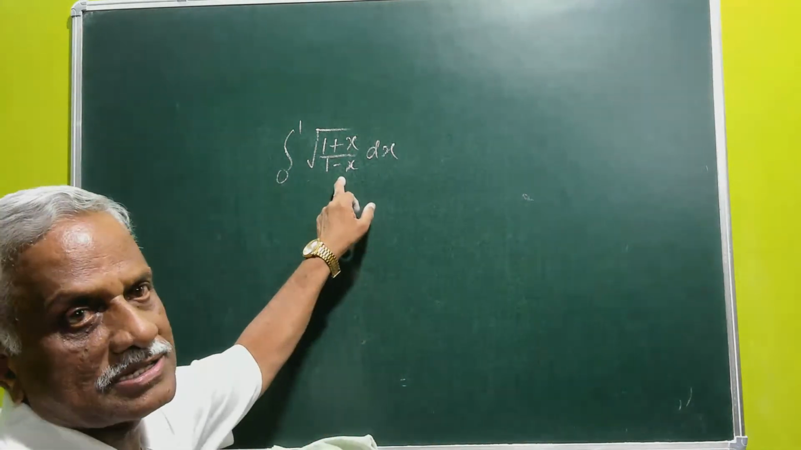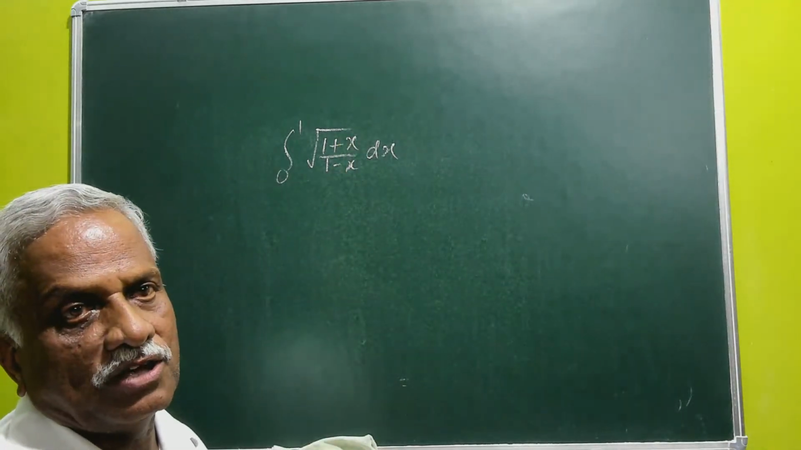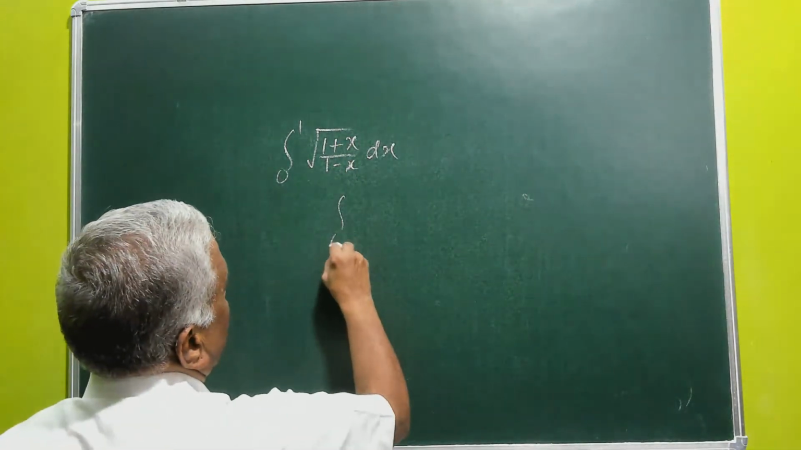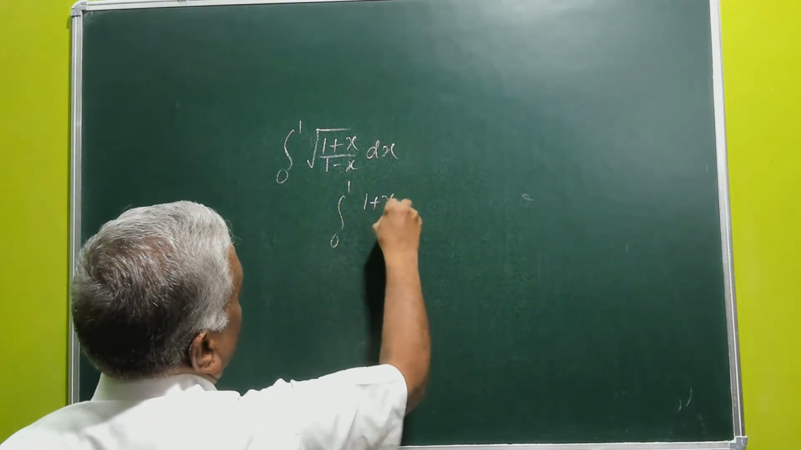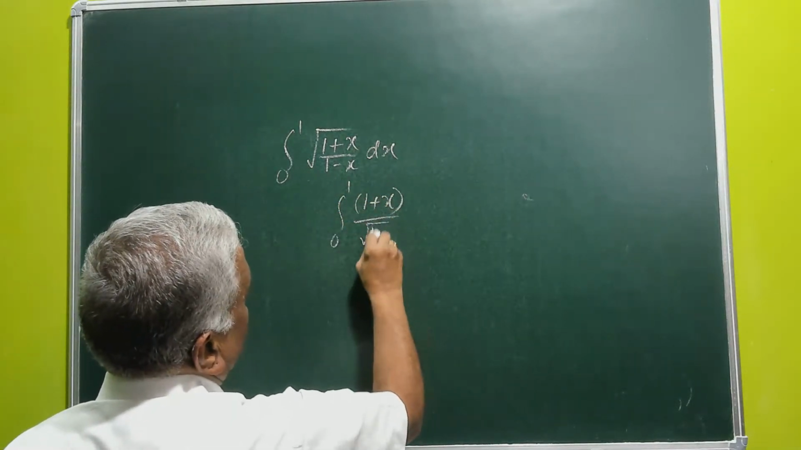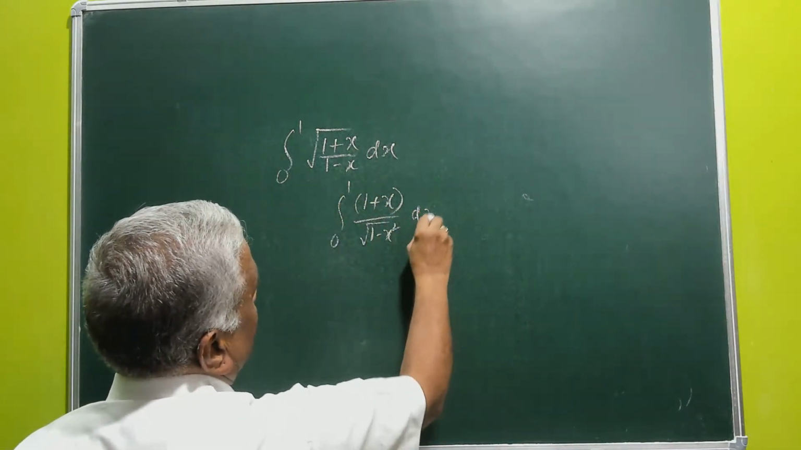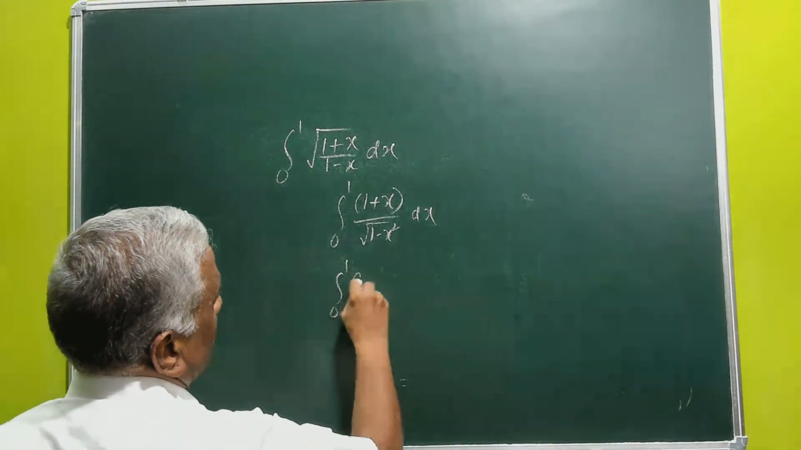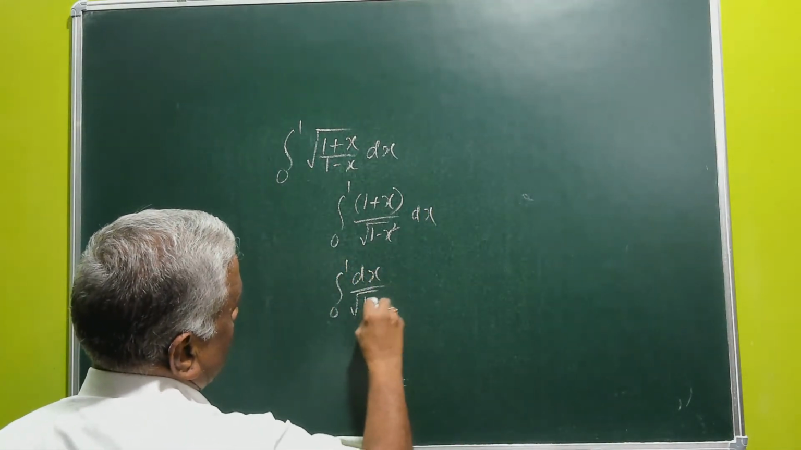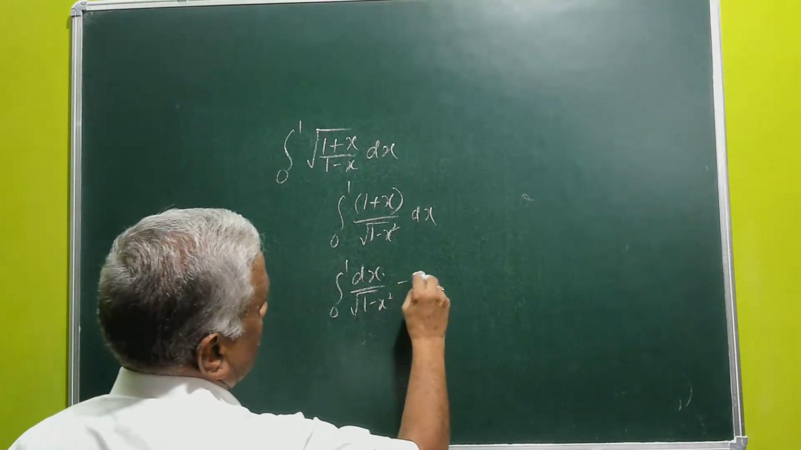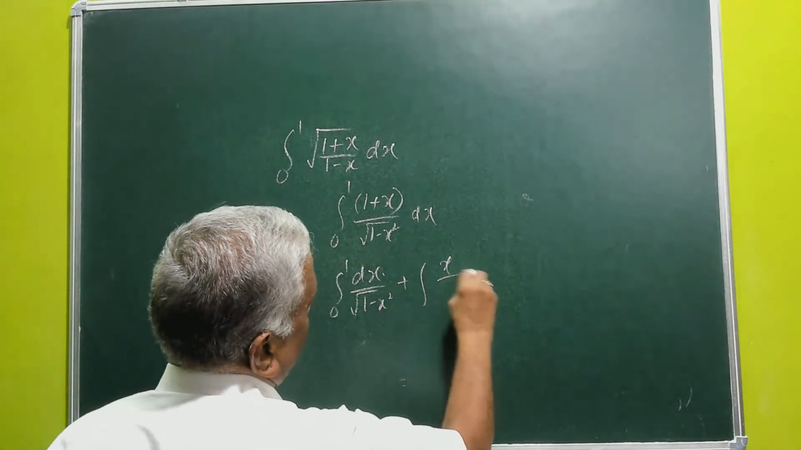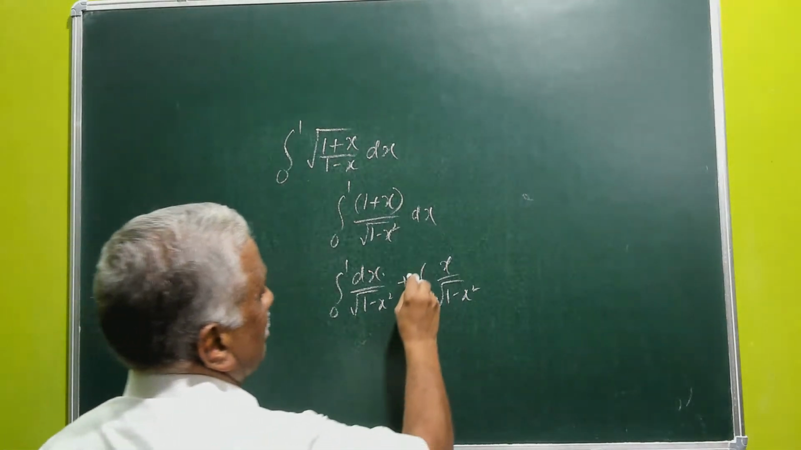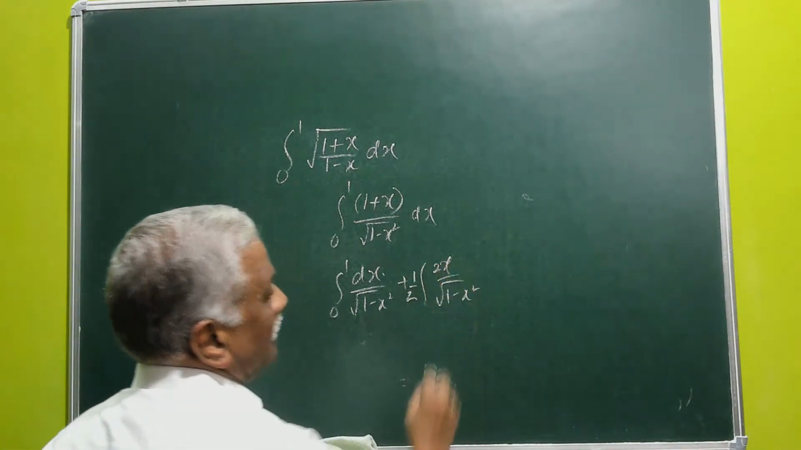So let us remove this numerator root. How? Multiplying by 1 plus x, both numerator and denominator, we get integral 0 to 1, 1 plus x over root of 1 minus x square dx. What is the next step? Separate it. dx over root of 1 minus x square, this is sin inverse x, plus x over root of 1 minus x square. Play some game, write this as half and 2.